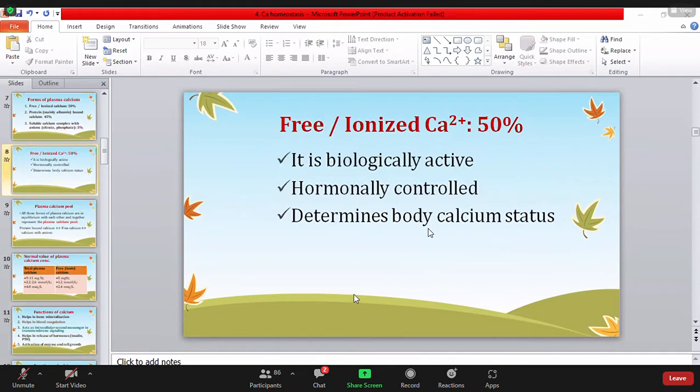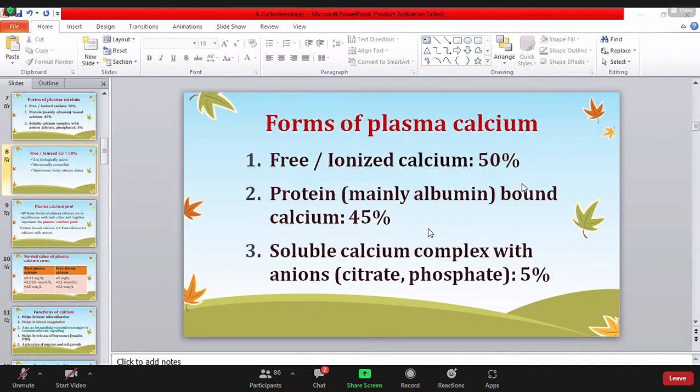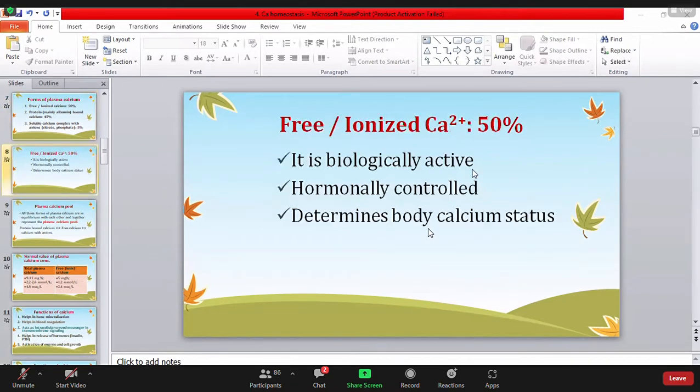Among these three forms, free calcium or ionized calcium is 50%, and this calcium is biologically active and it determines our body calcium status. This calcium is hormonally controlled. Only free calcium is biologically active, and it has the main function in our plasma.